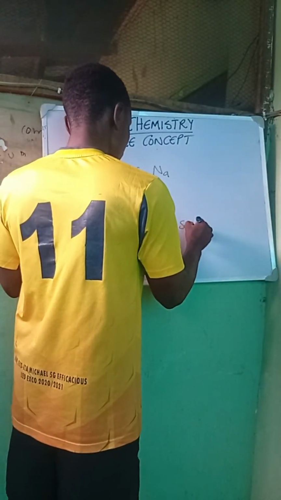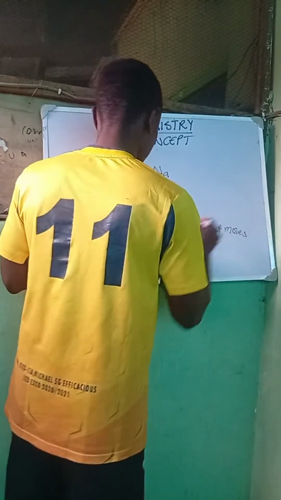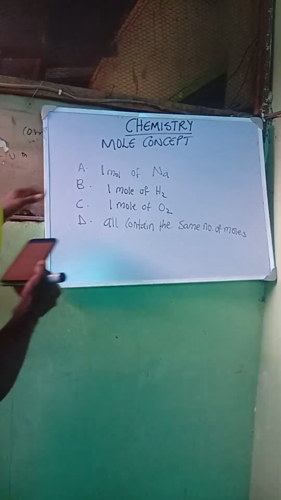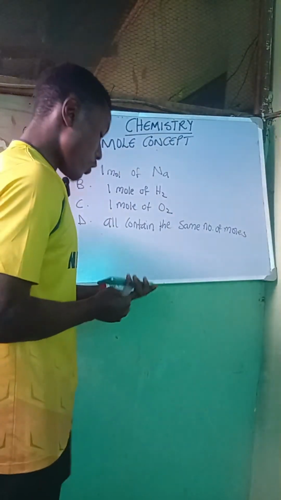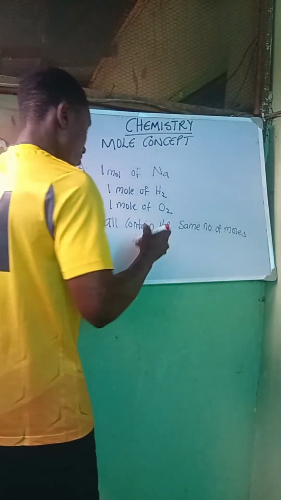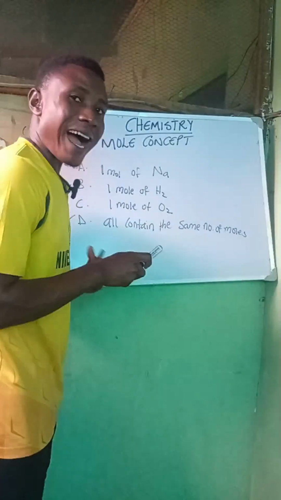The question is, which of these is the greatest? 1 mole of sodium, 1 mole of hydrogen, 1 mole of oxygen, or D, all contain the same number of moles. The correct answer there is option D. All of them are the same.